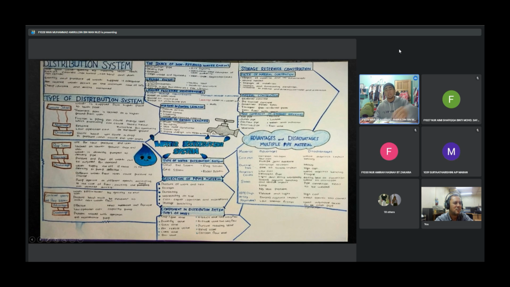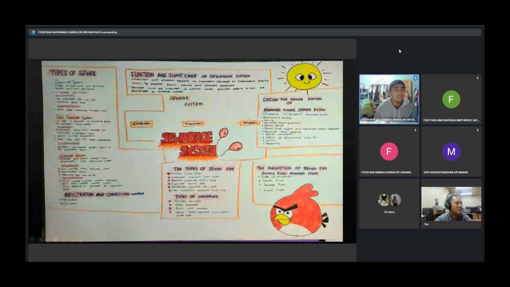Okay, next we go to the type of sewerage system: separate system, semi-separate system, combined system. A function of sewerage system: collect and disposal system to transport sewage to treatment plants. Sewage must be treated to control water pollution before it can be discharged to surface water.